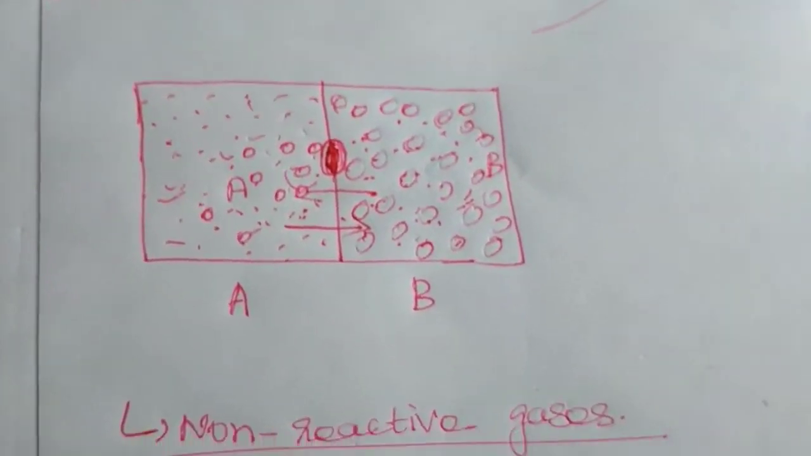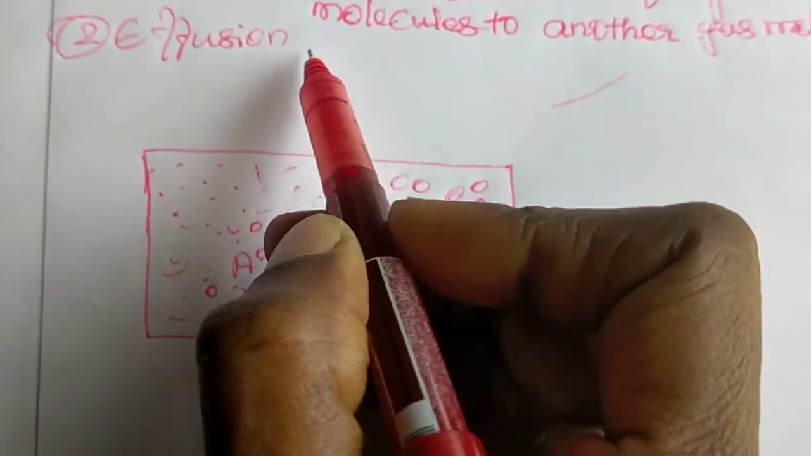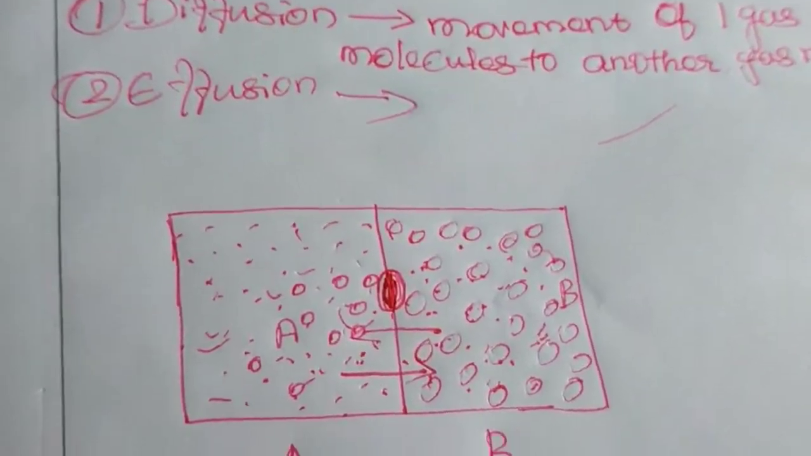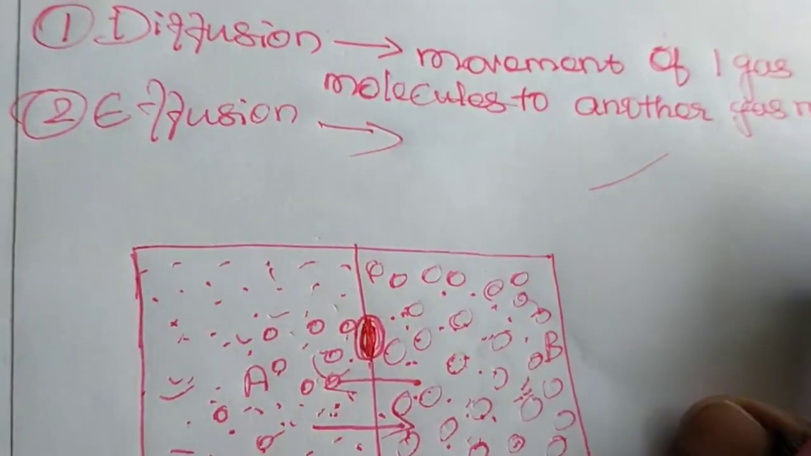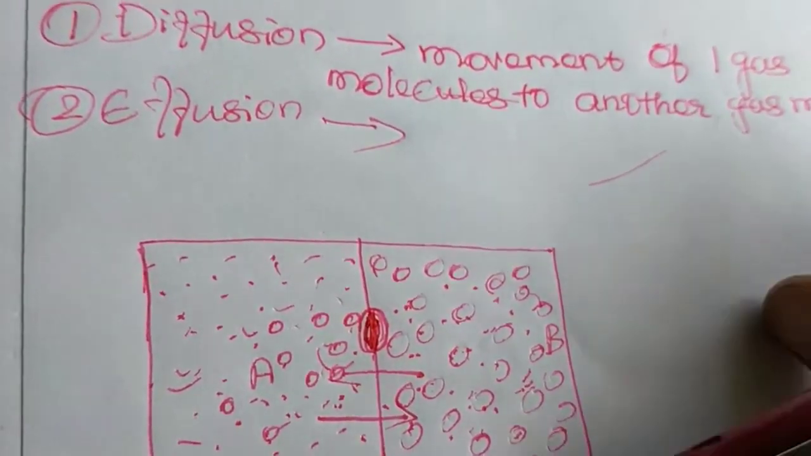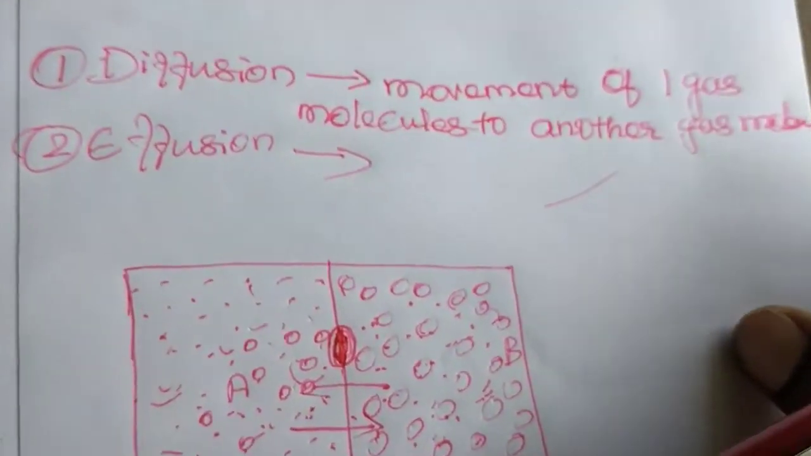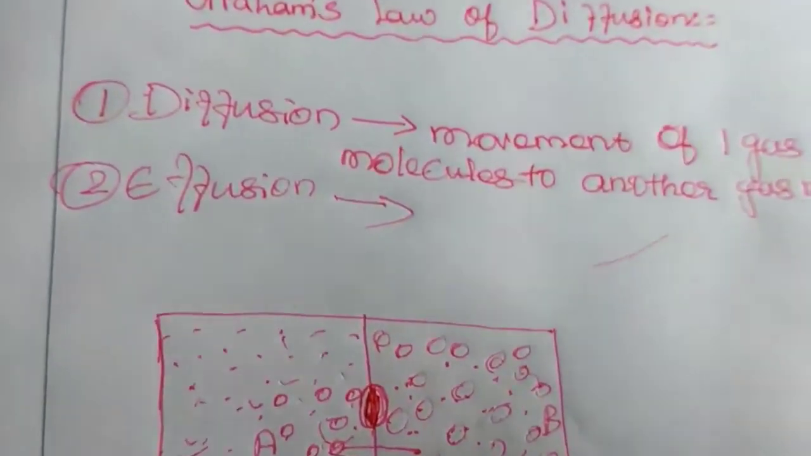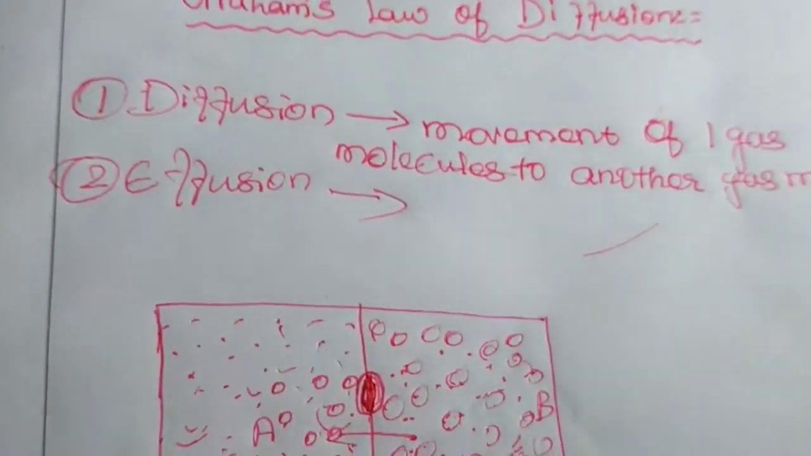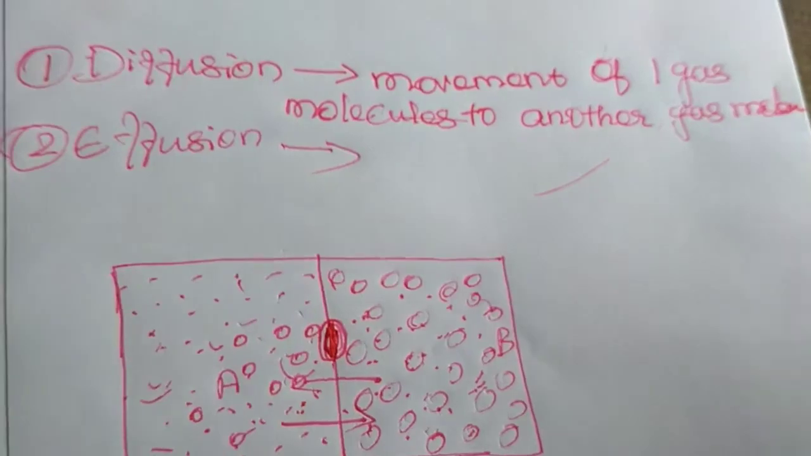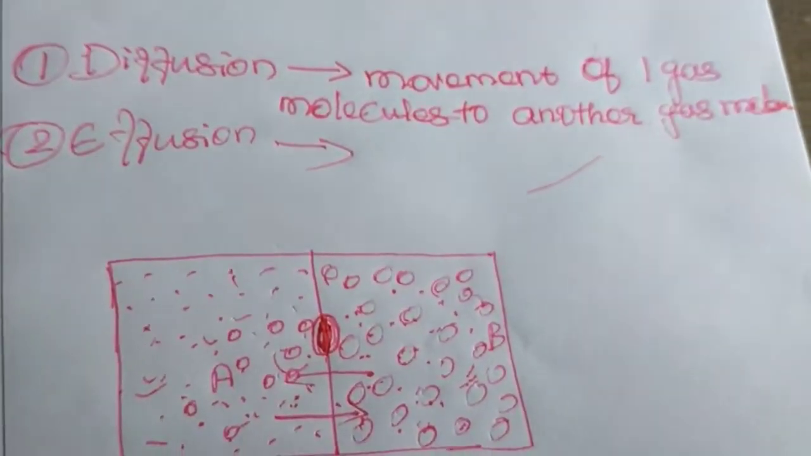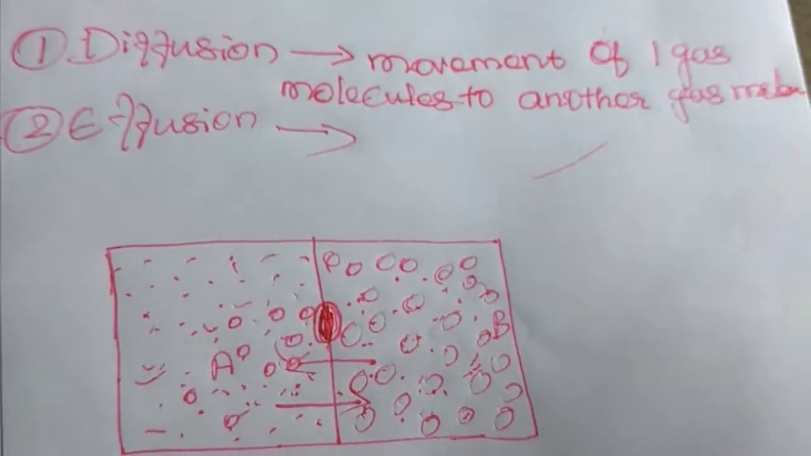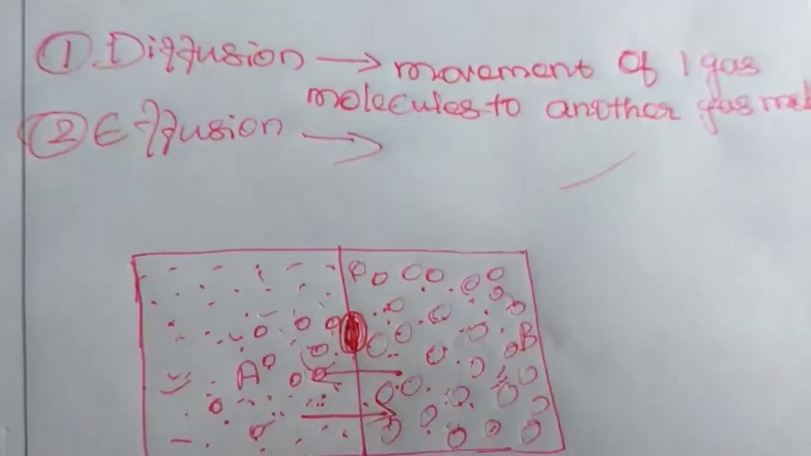And the next concept is effusion. So what is effusion? In diffusion, you know that the movement of gas with another gas, so they should be non-reactive gases. In the effusion process, the concept of effusion is that gas escapes from the container through a small hole and fills into a vacuum place. Okay, and filling in a vacuum place.